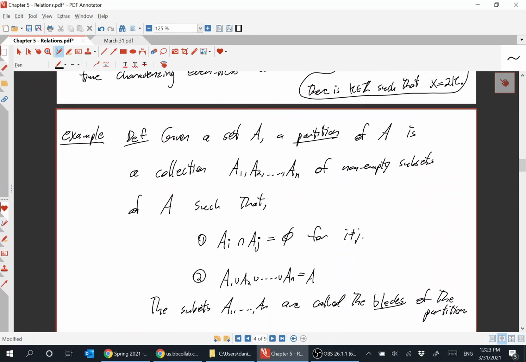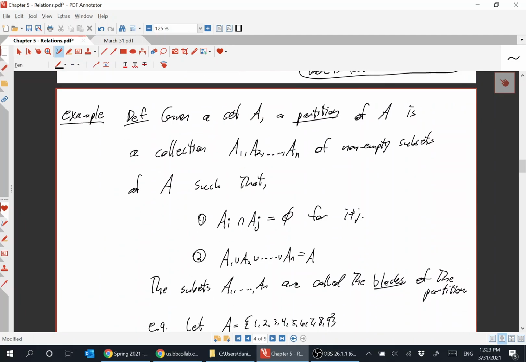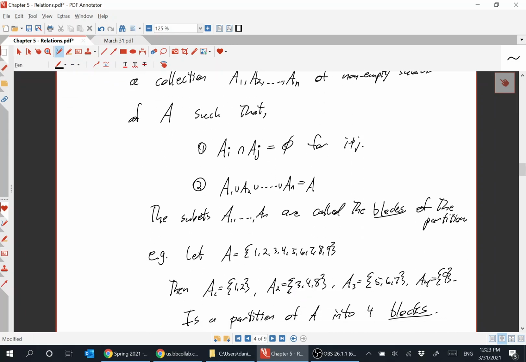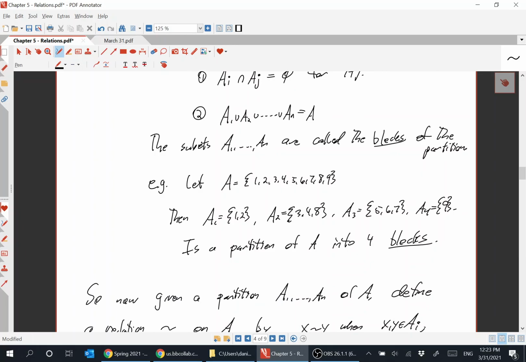And then this example of partitions, right? So given a set A, you partition A into non-empty subsets when those subsets are disjoint, and the union is all of A. So exactly what the word means. And those subsets are called the blocks of the partition, and you define a relation on A by saying that two elements are related when they're in the same block.